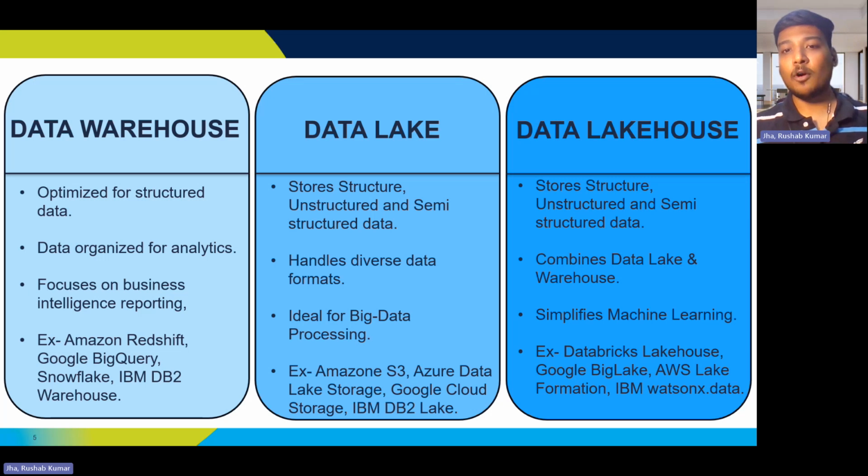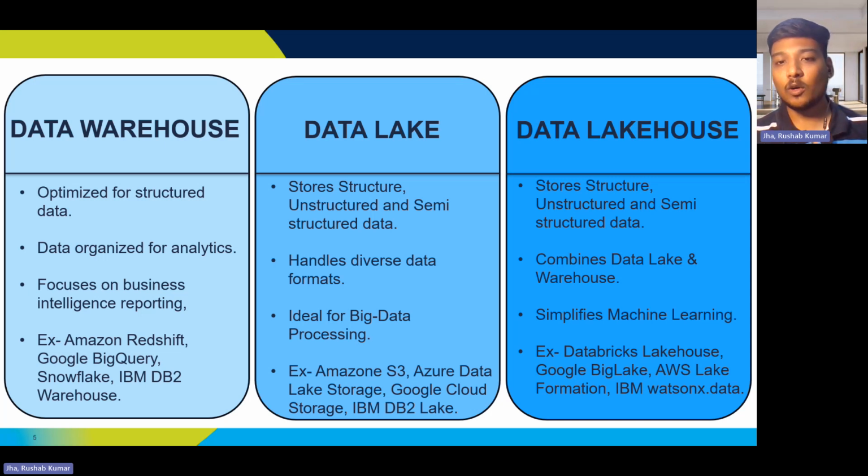On the other end, if we talk about the data lake, it is for handling large volumes of raw, unstructured, and semi-structured data, along with structured as well. Companies often use systems like Amazon S3, Azure Data Lake Storage, Google Cloud Storage, even the Db2 lake architecture of IBM. These are ideal for big data processing, especially when you're not ready to structure the data yet, or you want to process all sorts of information without bifurcating it in the preliminary stages. You can use a data lake.